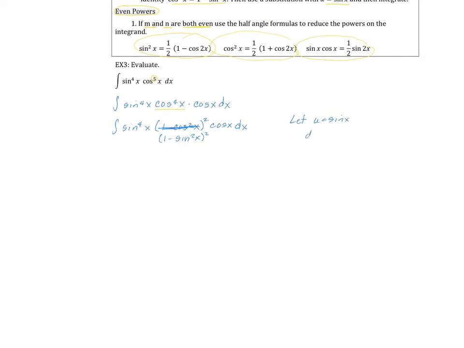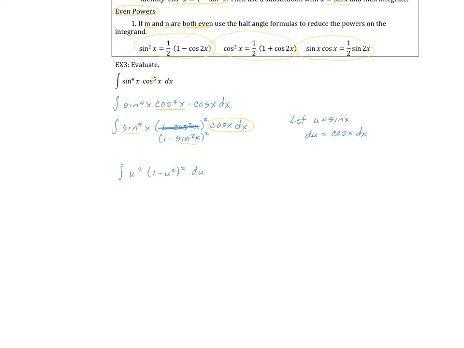and then our derivative is going to be cosine of x dx. And now we can replace the cosine of x dx with du, and then we can replace all of our sines with u, and everything will be written in terms of u. So this is going to be u to the 4th, 1 minus u squared squared du.